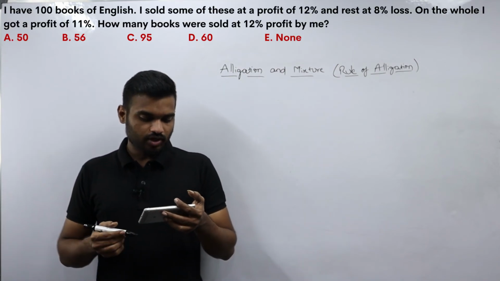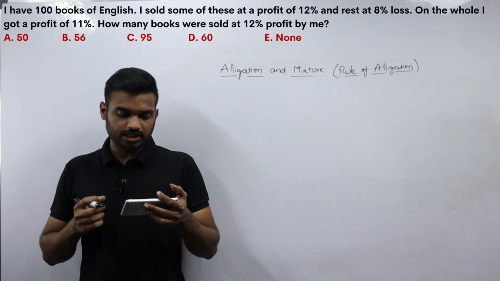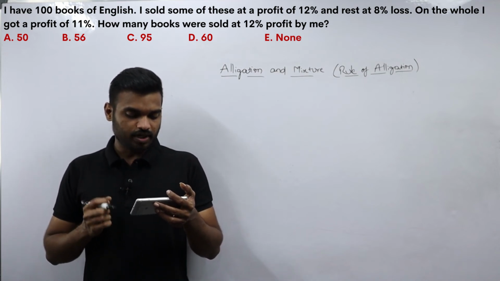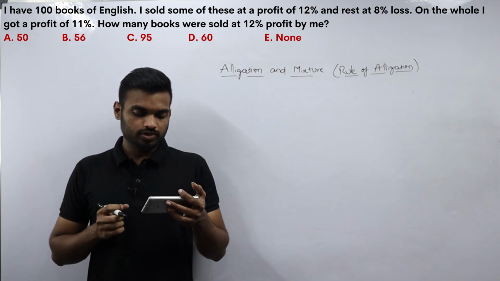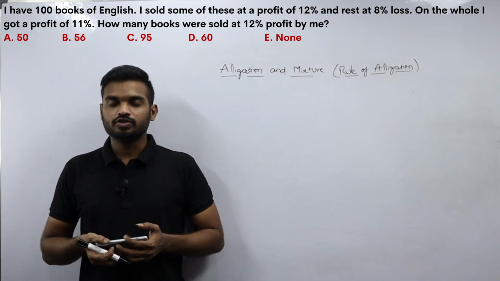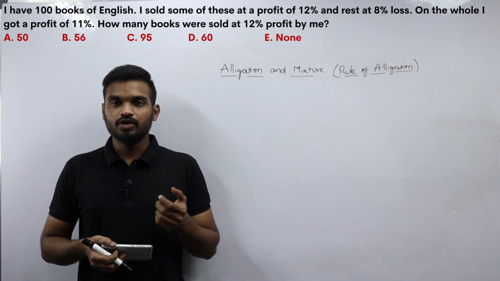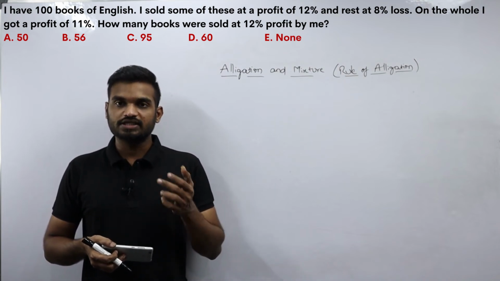They are saying that I have 100 books of English. I sold some of these at a profit of 12% and the rest at 8% loss. On the whole, I got a profit of 11%. How many books were sold at 12% profit by me? So we need to find the total number of books sold at 12% profit. To find that, first of all I need to know the ratio.